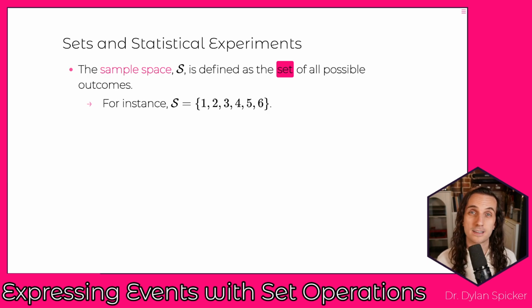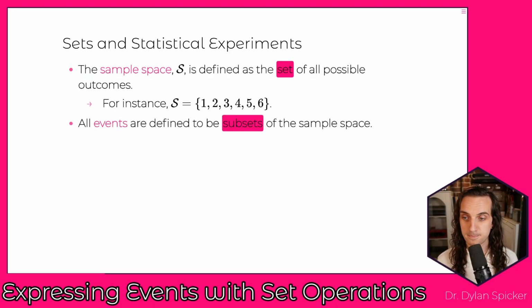For instance, if you think about rolling a die, you might have the set 1, 2, 3, 4, 5, 6. It's going to be the set of all possible outcomes that can occur if you roll a die. And we're thinking about this as being a mathematical object that contains representations of all of those different outcomes. Now, events themselves are defined to be subsets of the sample space.